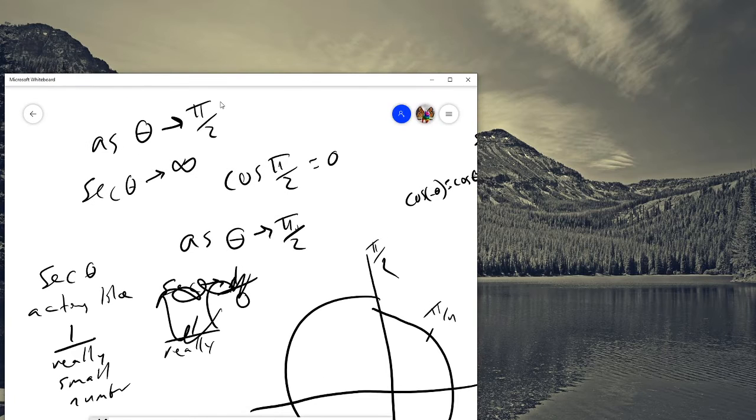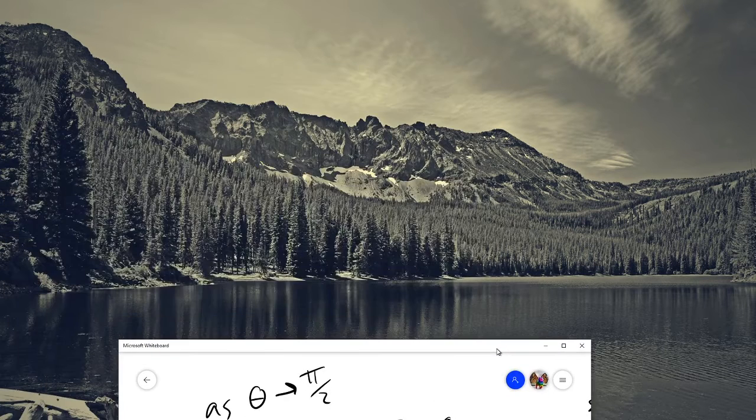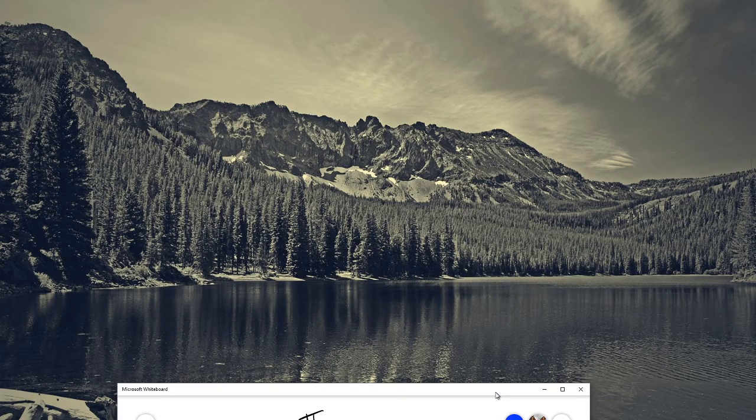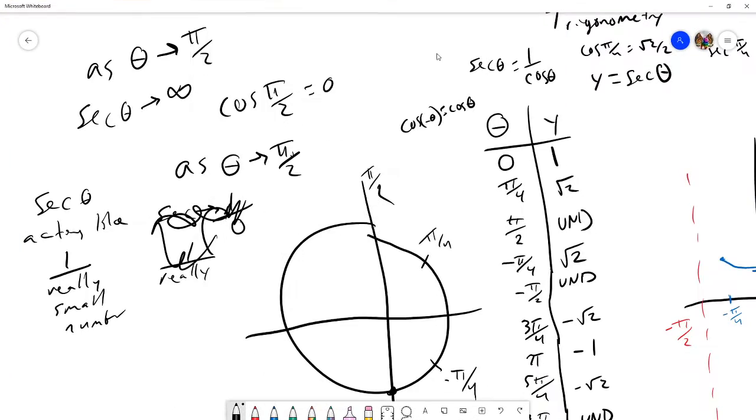So this is, might as well take a look. There's some lovely mountains right there from Oregon. Alright, back to this.